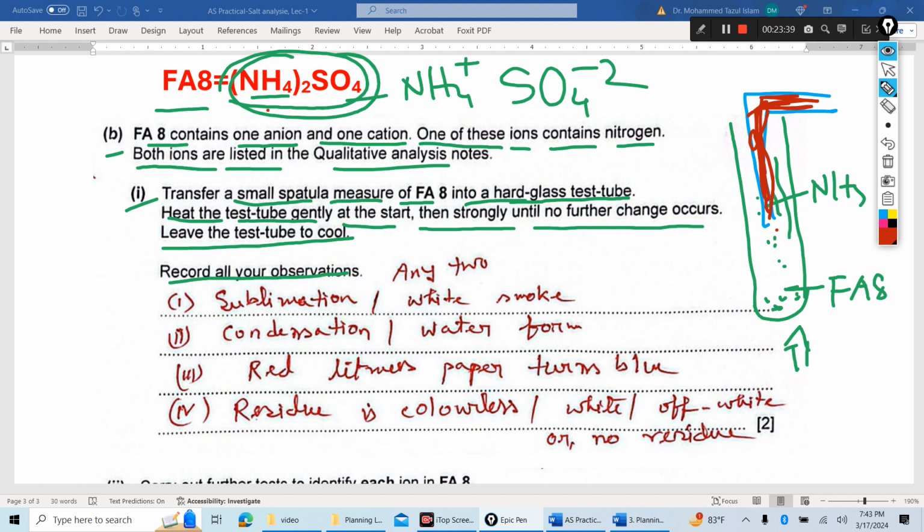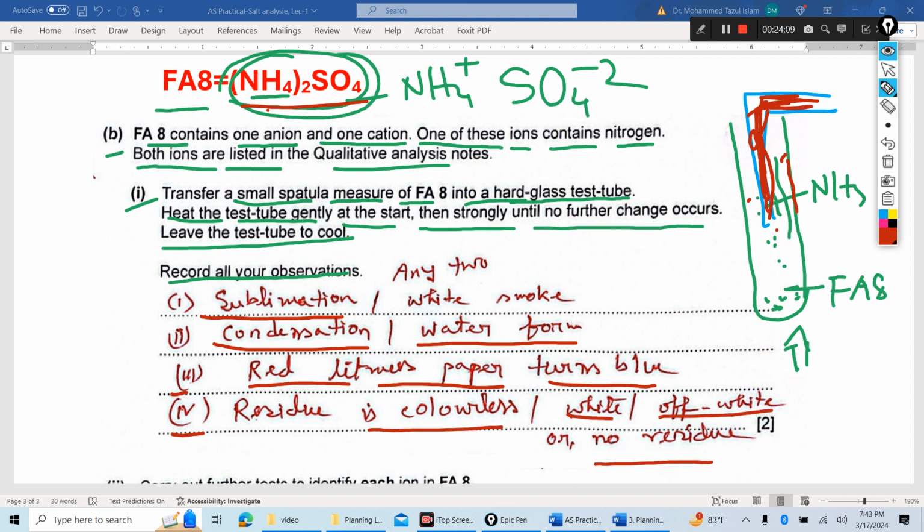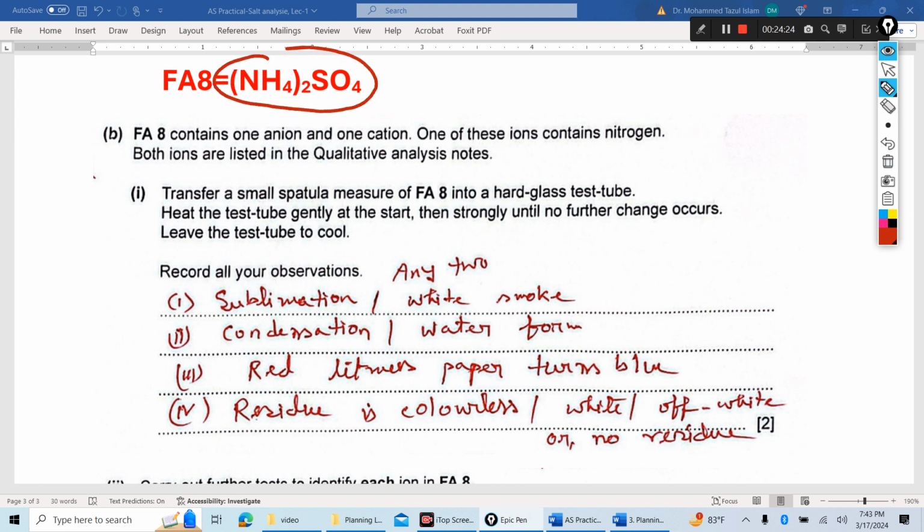So what you would see: as an ammonium compound is converted to gas, sublimation occurs. Sublimation and condensation. Condensation means water vapor condenses in the test tube, or you can write water forms. And ammonia gas turns red litmus paper blue. And the residue, you can write colorless, white, off white, or no residue. If you heat for some time, it all decomposes, so you can also write no residue left. Any ammonium compound sublimes, so the first point is sublimation, then you can write gas. So these 2 points are very important. Red litmus paper turns to blue.